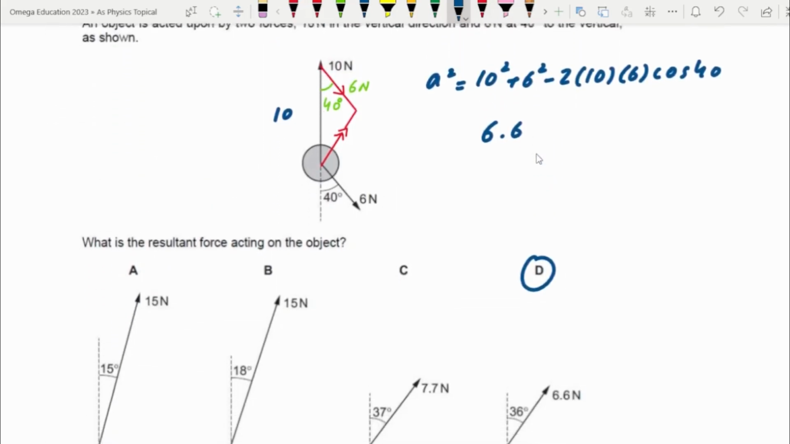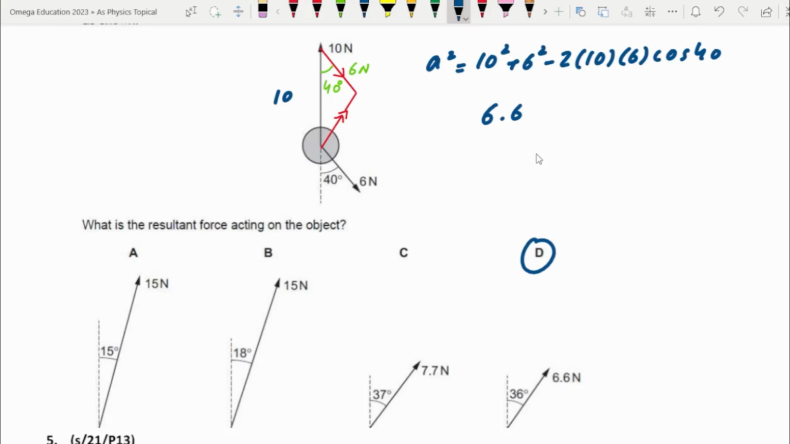If we were asked to find the direction, we would have been finding this angle. You see, this is the angle that they have given in all the options: angle with the north, or angle with the vertical. We could have found the angle using the law of sine. If you want to find it mathematically, you see this side is now 6.6. You need to find that angle. You can use the law of sine as well.